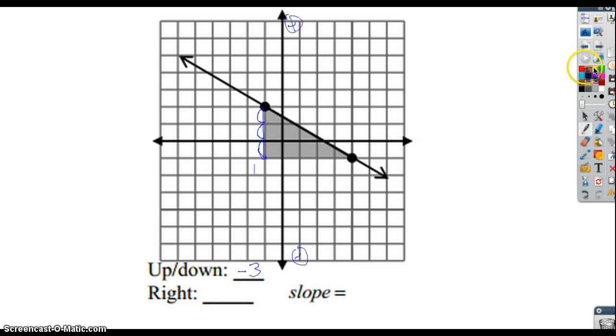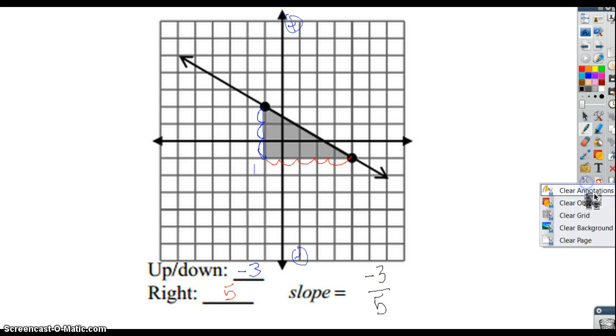And then the distance left to right, I always go from left to right. 1, 2, 3, 4, 5. The distance between those points is 5. And then the slope is the rise over the run, so that's negative 3 divided by 5. Now I cannot simplify that because 3 does not go into 5.